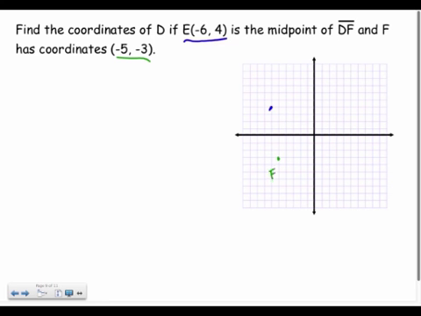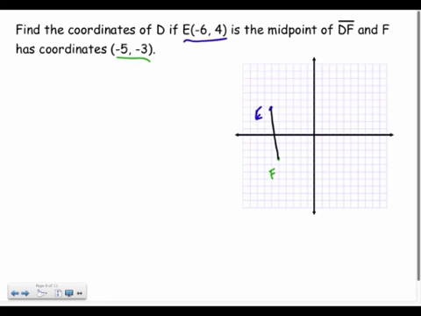So that was F. E is the midpoint. And D, I'm guessing, is somewhere above E and to the left a little bit, right? Because it's going to keep extending. So there's an algebraic way to solve this using our midpoint formula, but it gets kind of complex. I think it's just a waste of time, essentially.